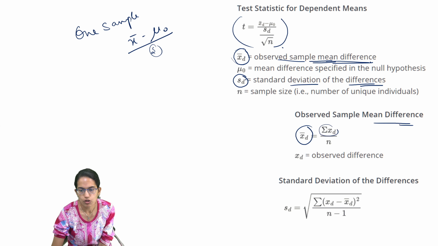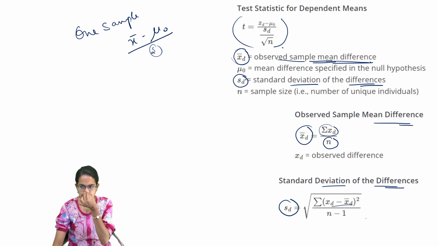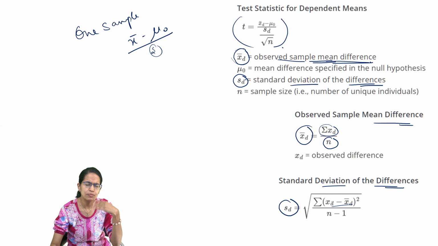It is the summation of all the differences divided by the total number of differences. And what is the standard deviation of the differences? It is the root of the summation of the square of the differences divided by n minus 1. Clear?